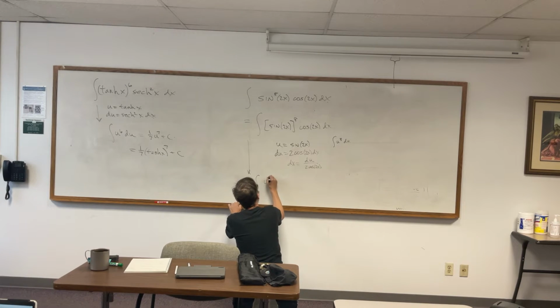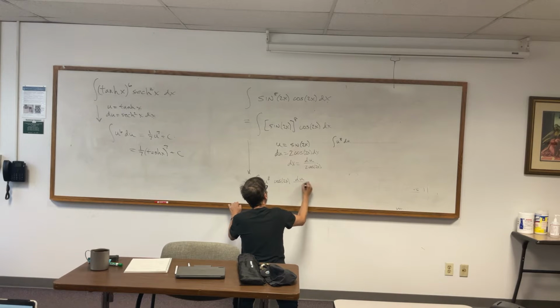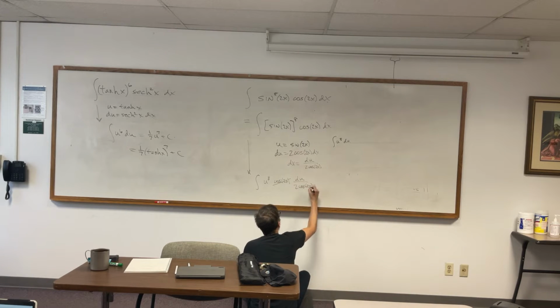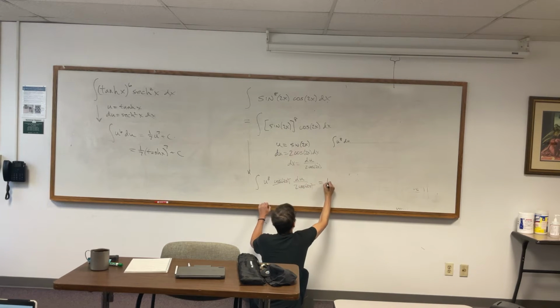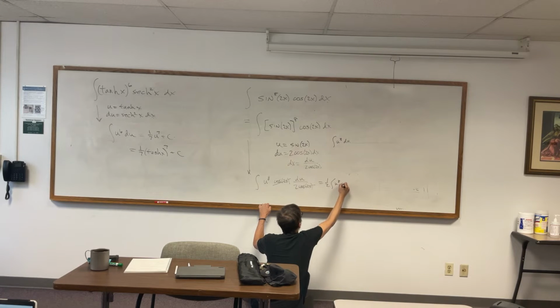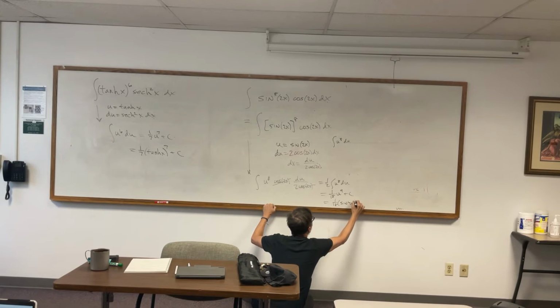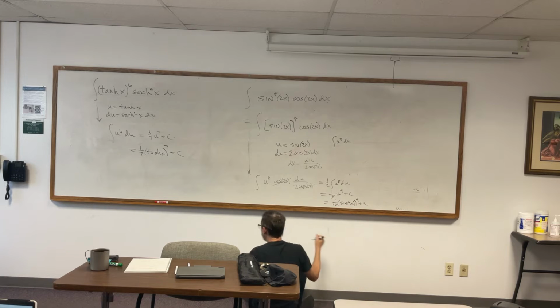So it becomes u to the 8 cos 2x du over 2 cos 2x. Those cancel, as I would hope. Got a 1/2 out in front. Power rule says that's just 1/9 out in front, u to the 9th. So 1/18 sine of 2x to the 9th plus c.